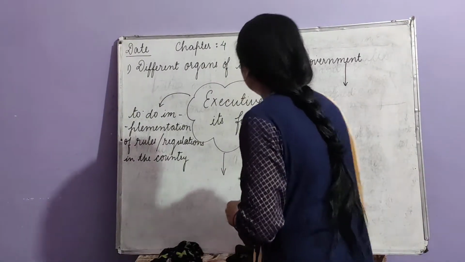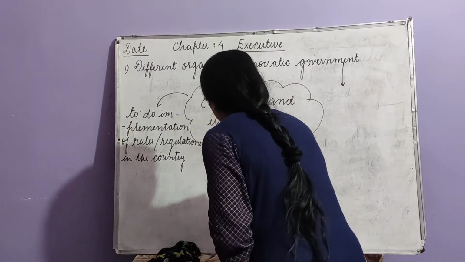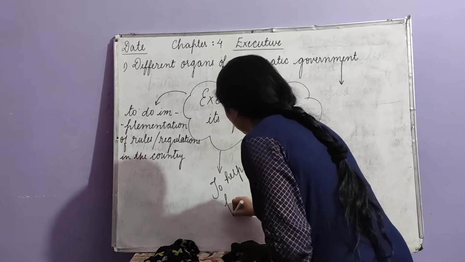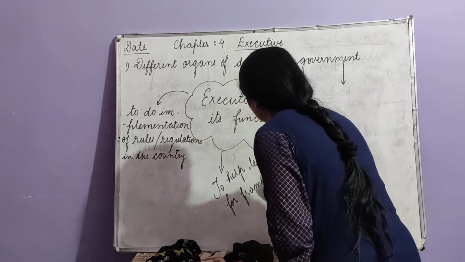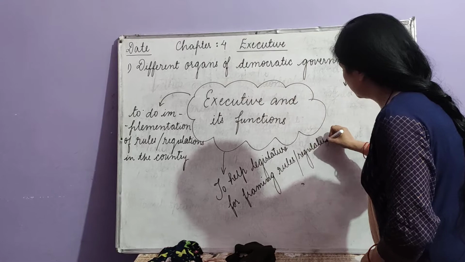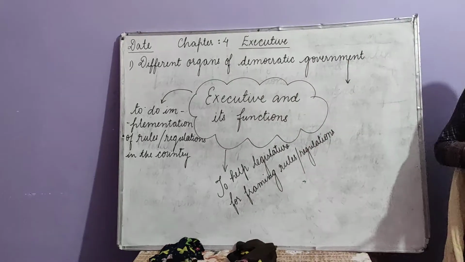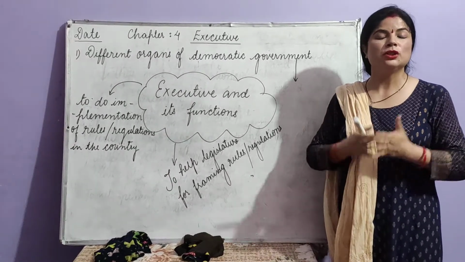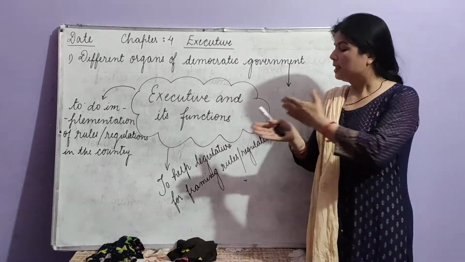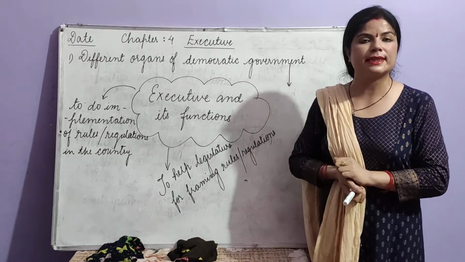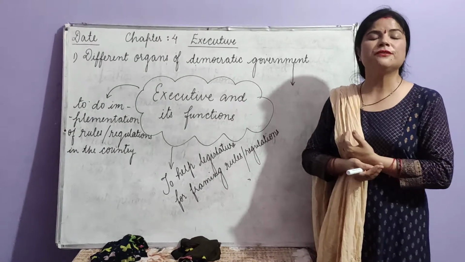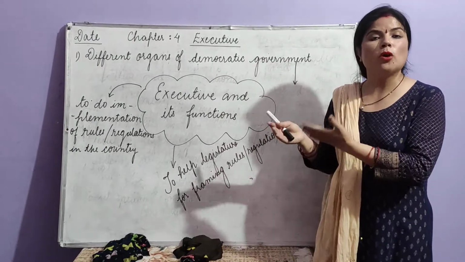Second is, to help legislature for framing rules and regulations. Students, when legislature needs help of executive to frame different rules and regulations properly for the welfare and goodness of common people in the country, executive always gets ready to help legislature. Executive means the people who belong to this executive organ, they used to give different suggestions or advices to the people who belong to legislature.